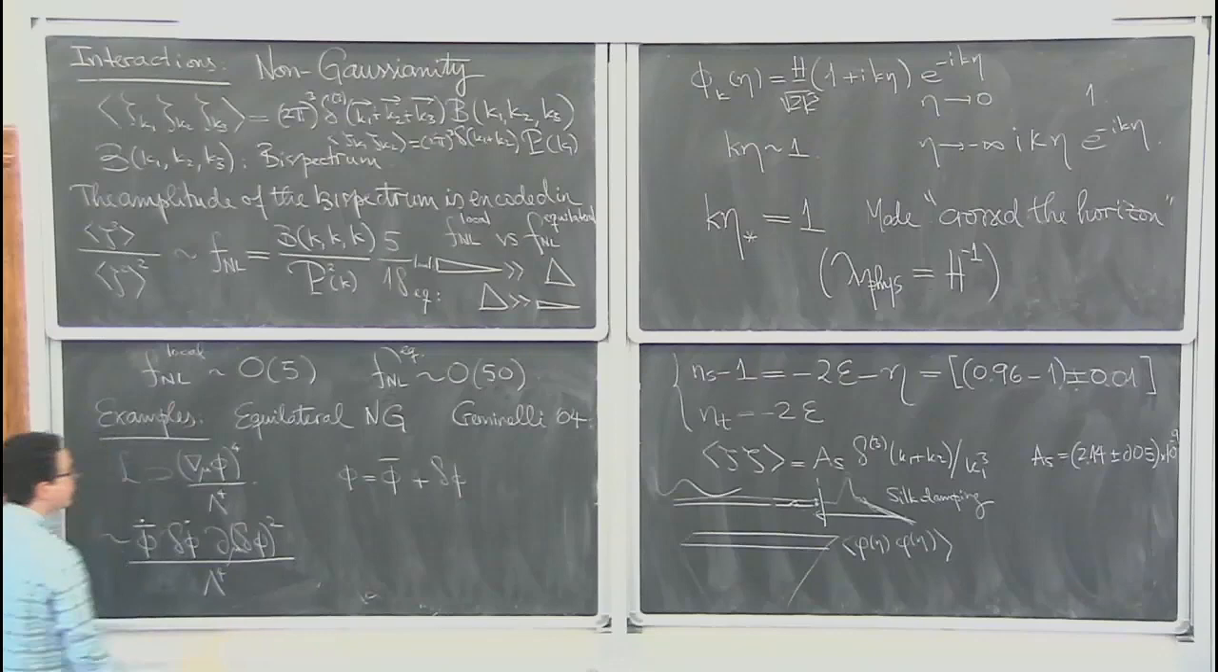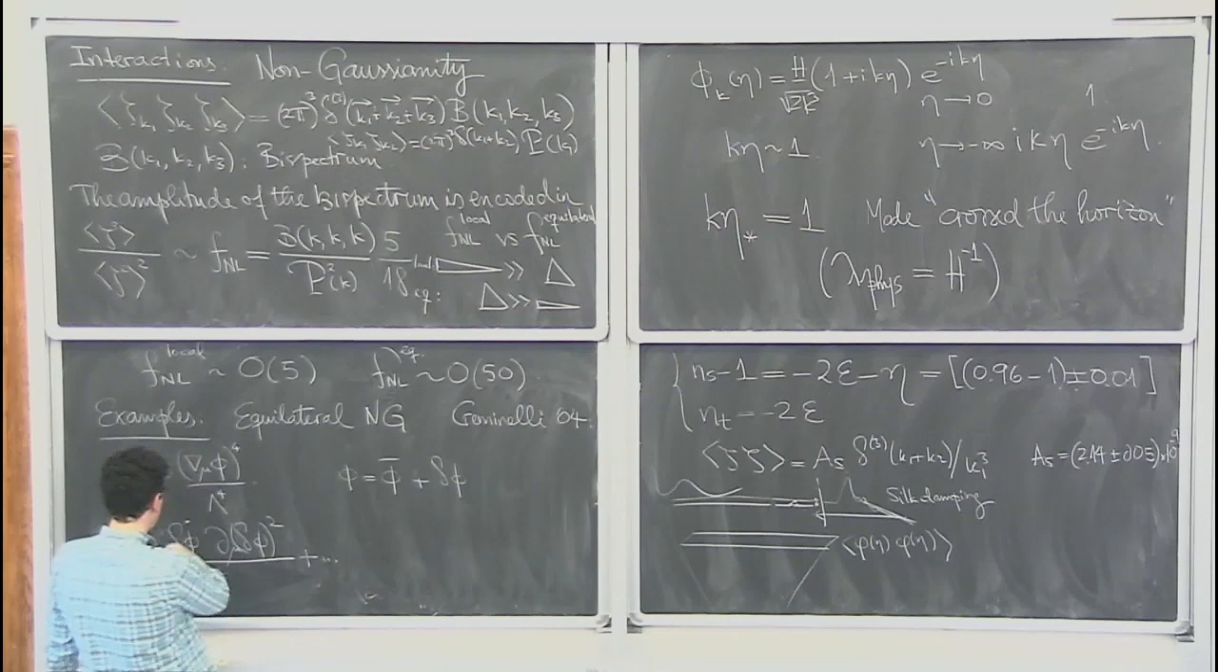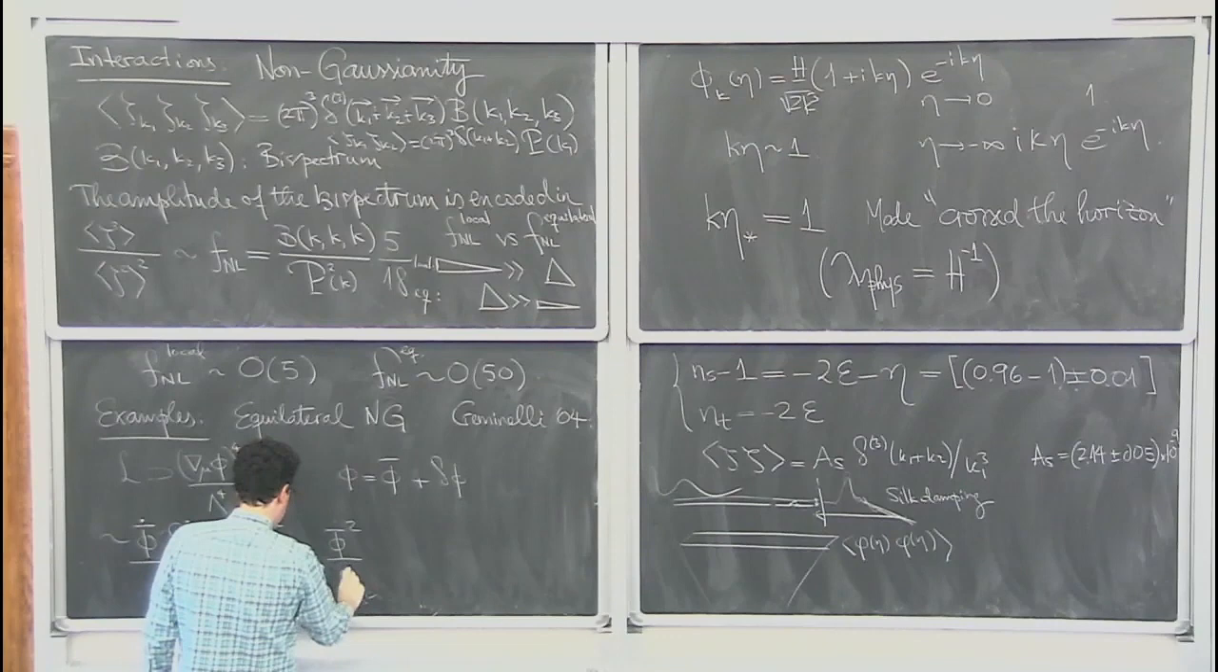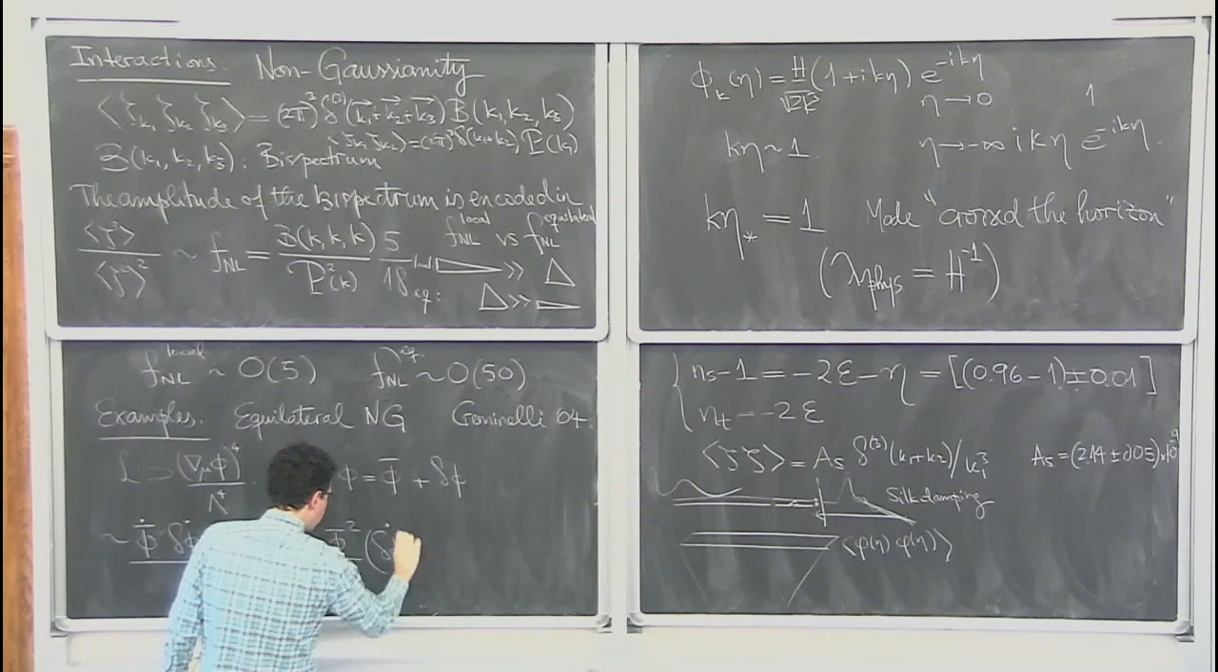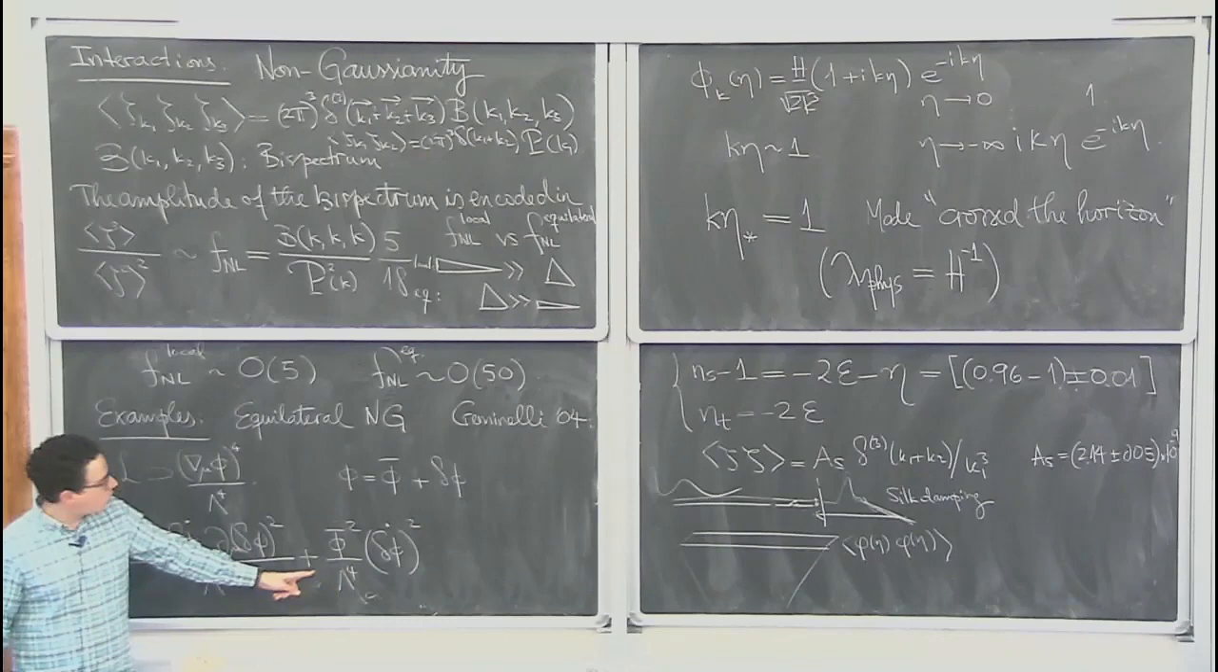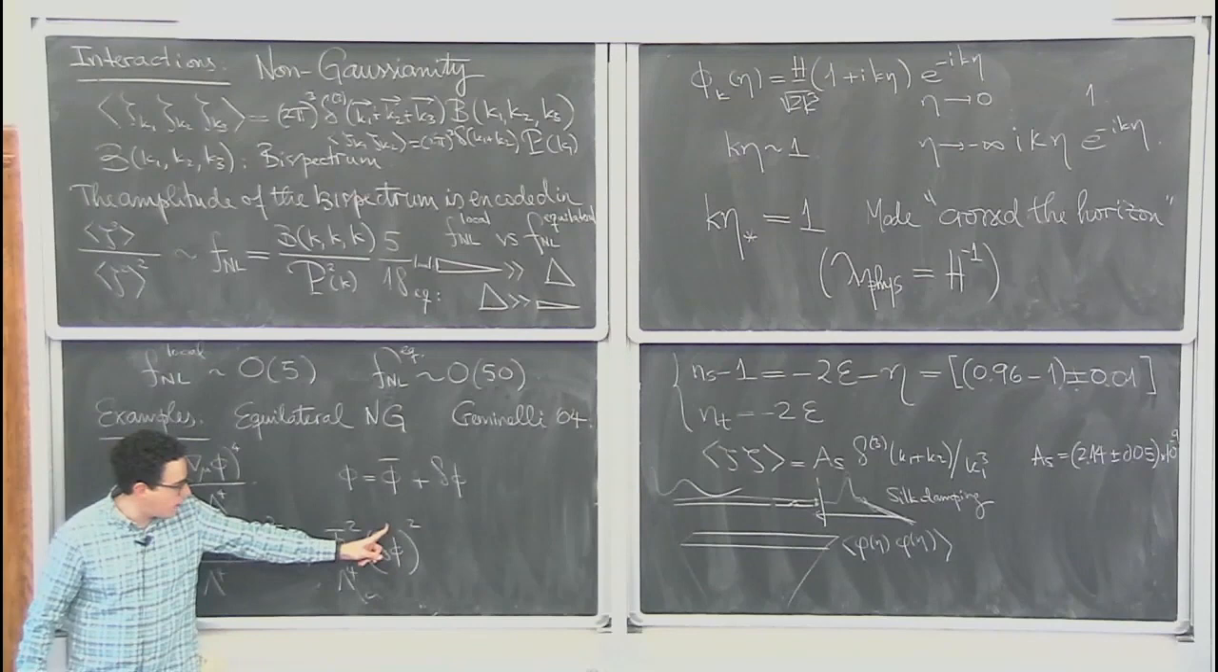Okay, plus higher order. Actually, if you go to second order, it generates a term that is phi bar dot squared over lambda to the fourth, delta phi dot squared. So this term is interesting for a variety of reasons. If you plug it back into the quadratic Lagrangian, it will detune the time dependent and the spatial dependent part of the Lagrangian of the scalar fluctuations.